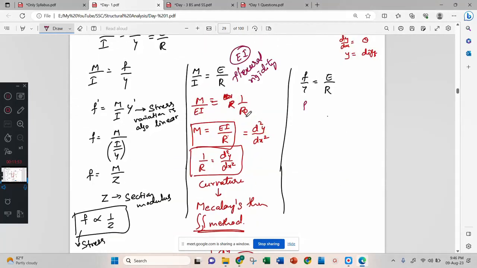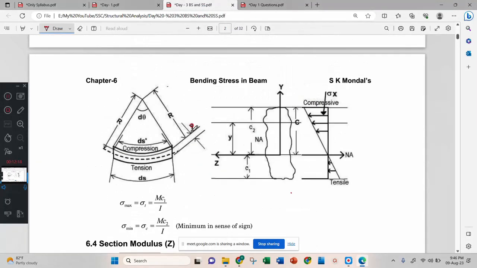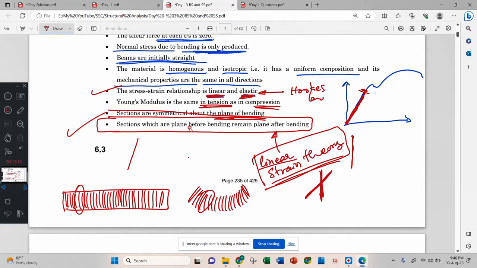Now coming to this side, f by y equal to e by r, f equal to y by r into e. Now concentrate on this bracket. Now come to here, in assumptions I have made this assumption, that stress-strain relationship is linear and elastic, therefore Hooke's law is valid because we have considered this part. Hooke's law valid now.